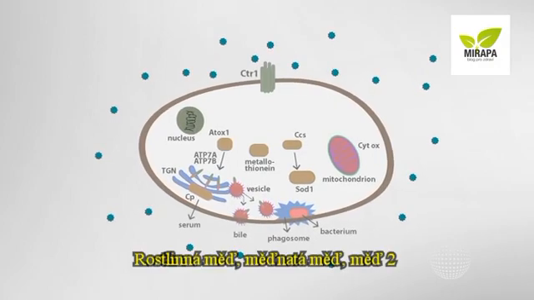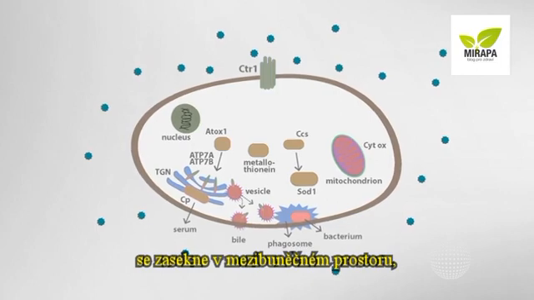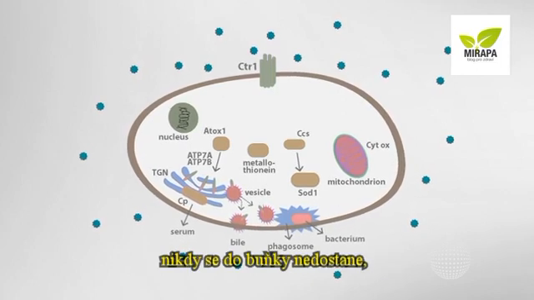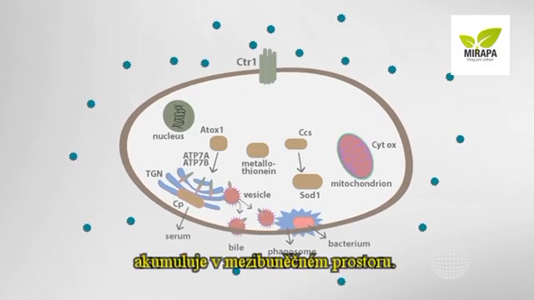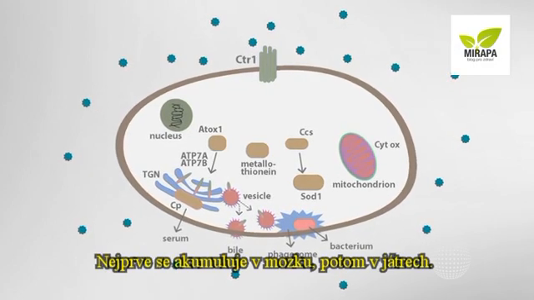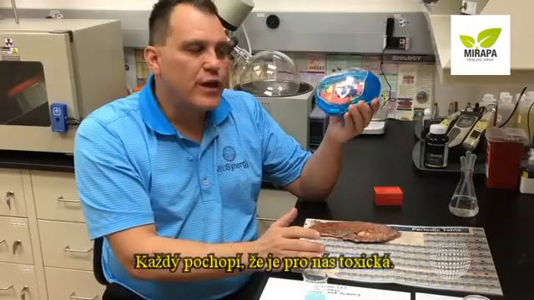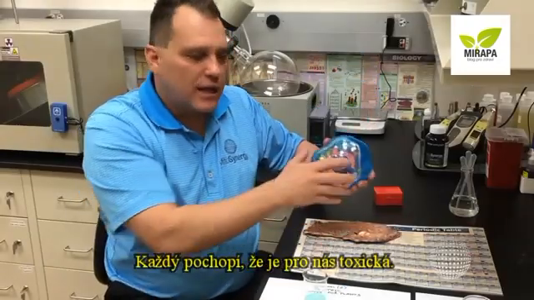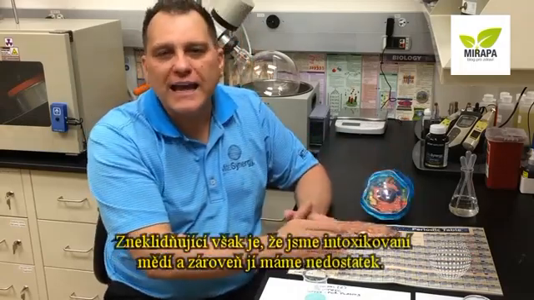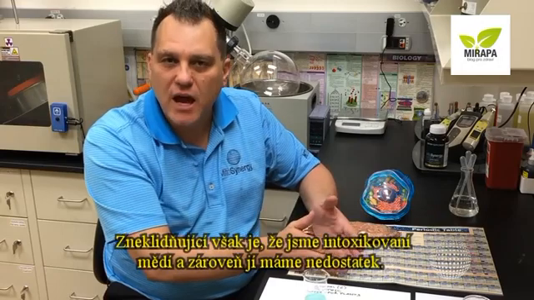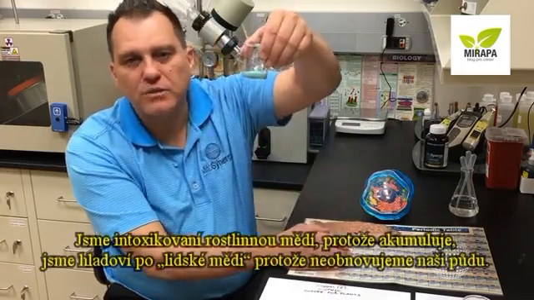Plant copper, cupric copper, copper 2, gets stuck in the extracellular matrix. It never makes it in the cell. It accumulates in the extracellular matrix. It accumulates first in the brain and in the liver. So everybody understands that we're getting toxic of it, but the disconnect is that we're all copper toxic and deficient at the same time. We're all toxic of the plant copper because it accumulates.